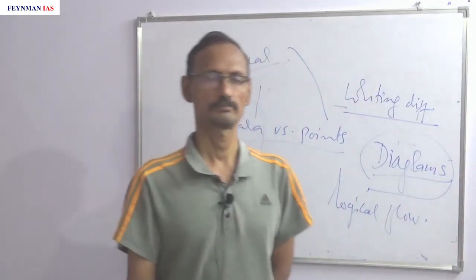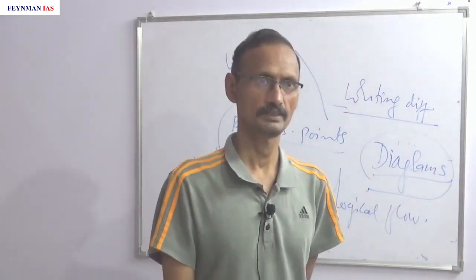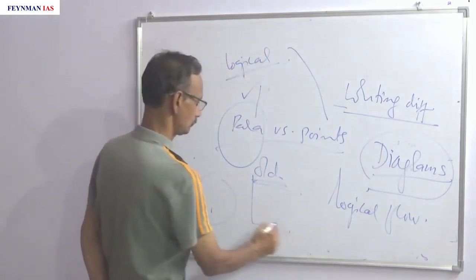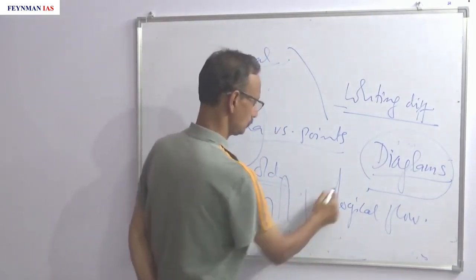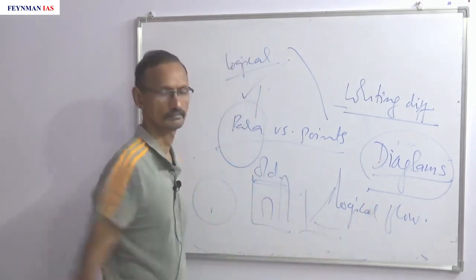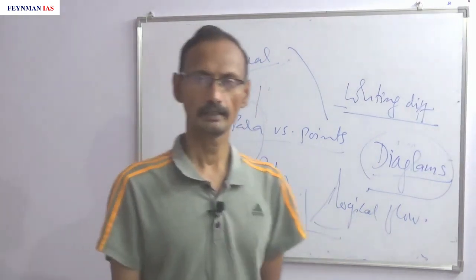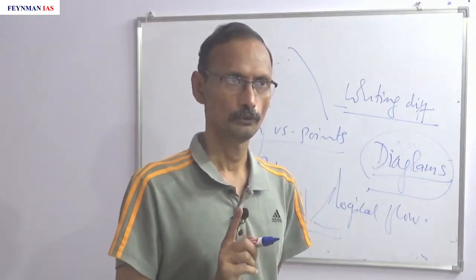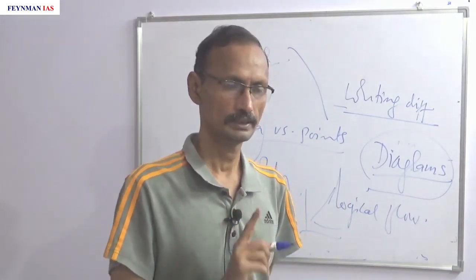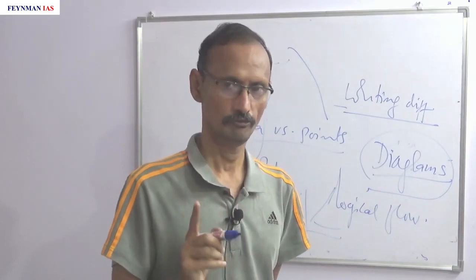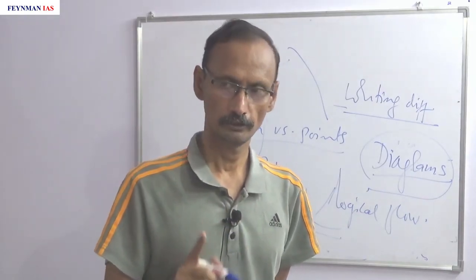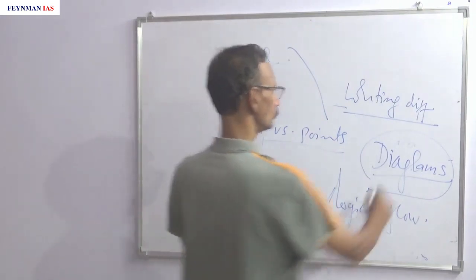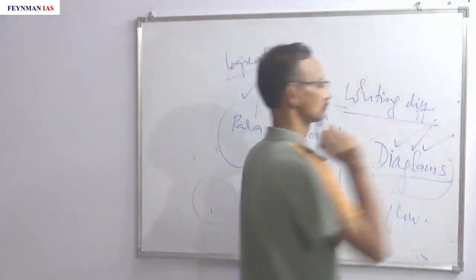Flow charts, graphs, pie diagrams, all kinds of things. Diagrams can convey logical flow. So don't equate para versus points debate with whether you should use diagrams or not. I want you to use diagrams.